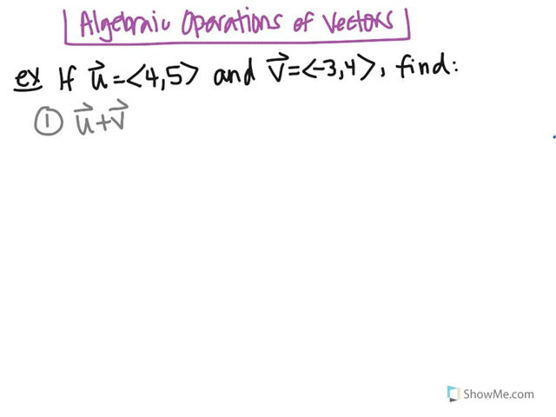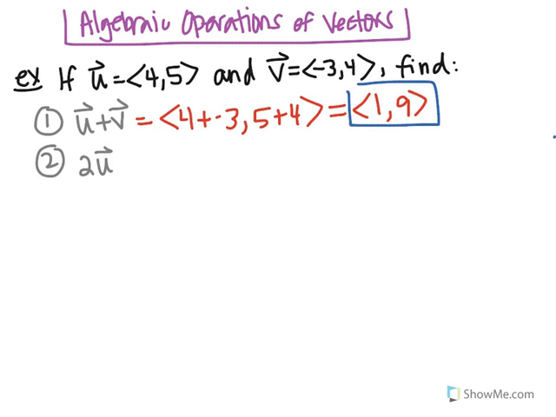So all you're going to do is add like components. So all you would do is take the first component, the 4, and then add on the negative 3, and then add the other components, the 5 plus the 4. So you end up getting 1, 9 as your result.